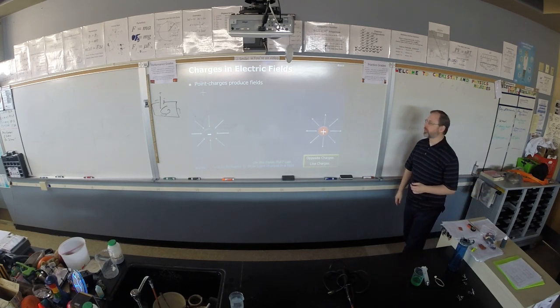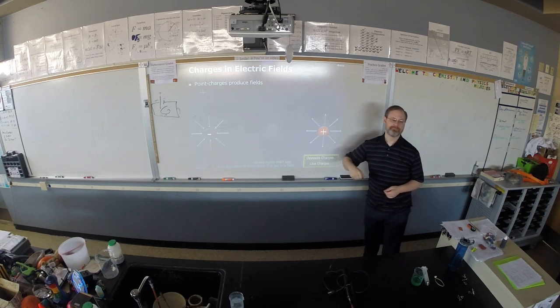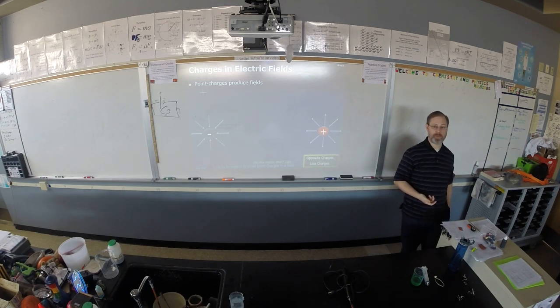We draw these fields with 8 lines, usually on the axes and then at 45 degrees. That's just by convention how we show them.